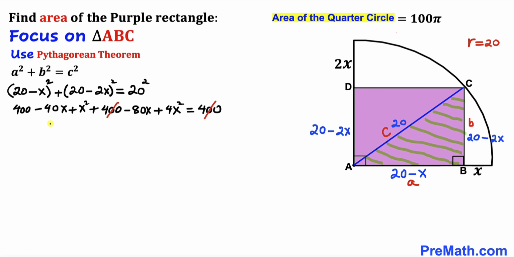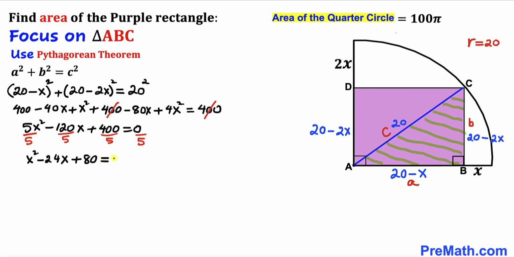And now let's go ahead and combine the like terms on the left hand side. So we got 5x square minus 120x plus 400 equals 0. And now we can see that this equation is divisible by 5 across the board. So I'm going to divide each and every term by 5. So therefore we are going to have x square minus 24x plus 80 equals 0.